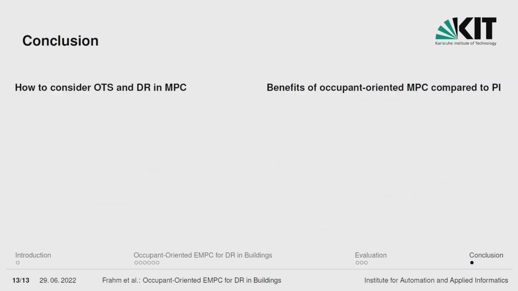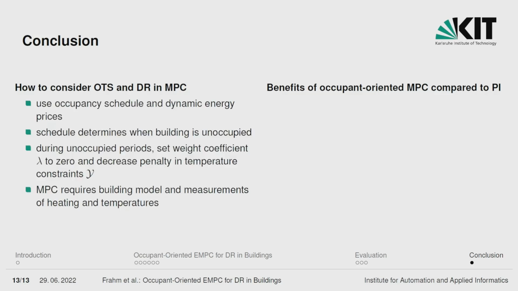Finally, we summarize how to consider occupants' thermal satisfaction and demand response in model predictive control, and discuss the benefits of occupant-oriented model predictive control compared to classical PI control. To consider occupants' thermal satisfaction and demand response in MPC, we use the occupancy schedule and dynamic energy prices. The schedule determines when the building is unoccupied and then sets the weight coefficient lambda to 0. Also, it decreases the penalty in the temperature constraint. So, when the building is unoccupied, we have maximum flexibility for the demand response.